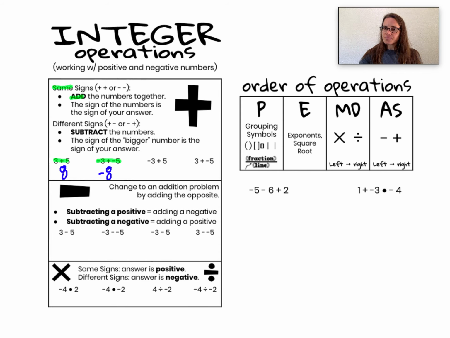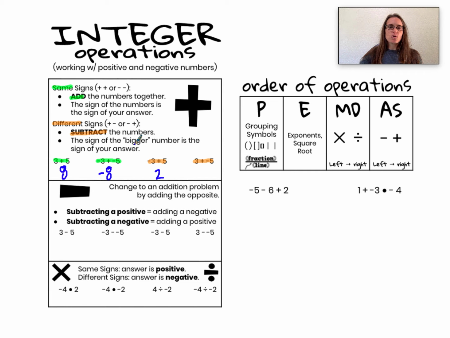Next category, if I am adding together two integers and they have different signs, meaning one positive and one negative, then I'm going to subtract the numbers. Here's an example of that, -3 plus +5, or +3 plus -5. Now in the case of -3 plus 5, I subtract 5 minus 3, which is +2. But then I get my final sign from the sign of the bigger number.